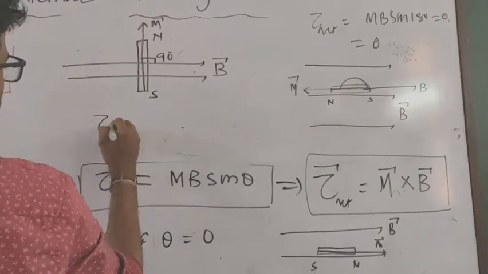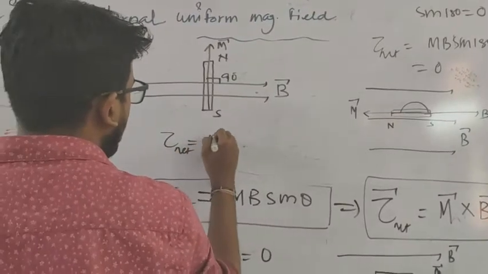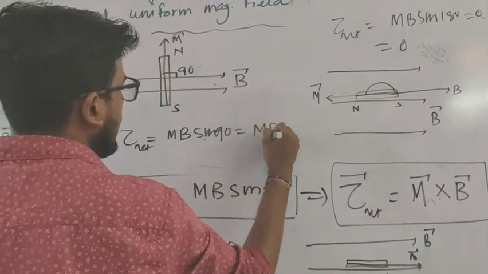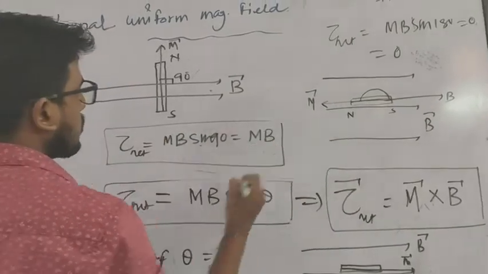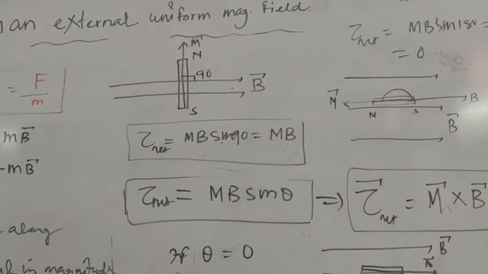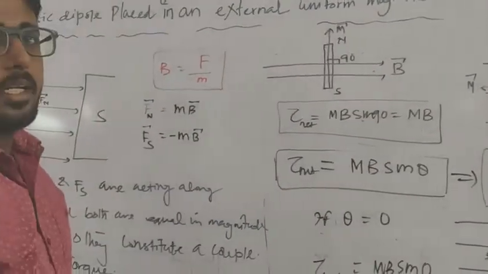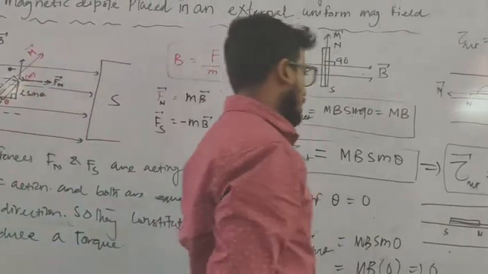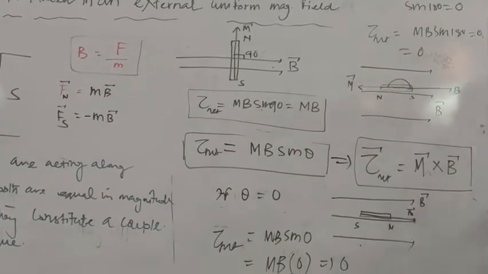So what will be the torque? Tau net equals MB sin 90, which is equal to MB. Sin 90 has the maximum value 1. So the torque acting on a dipole will be maximum when it is placed perpendicular to the external magnetic field. Clear?